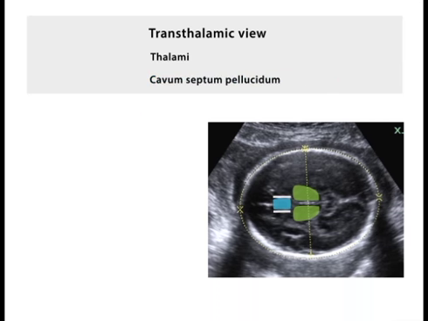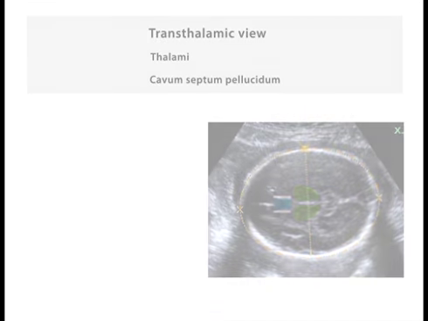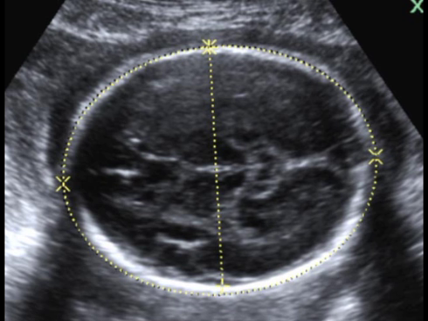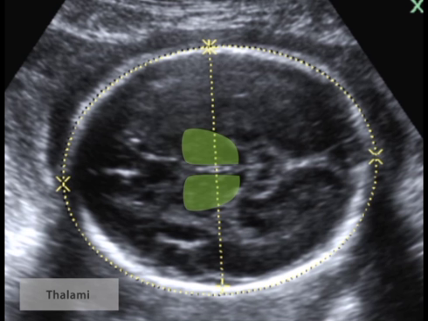The transthalamic view is used to measure the biparietal diameter, the vertical dotted line, and head circumference, the circular dotted line. Several important structures are visible in the transthalamic view. First, the thalami form the shape of an arrow that points to the back of the head.